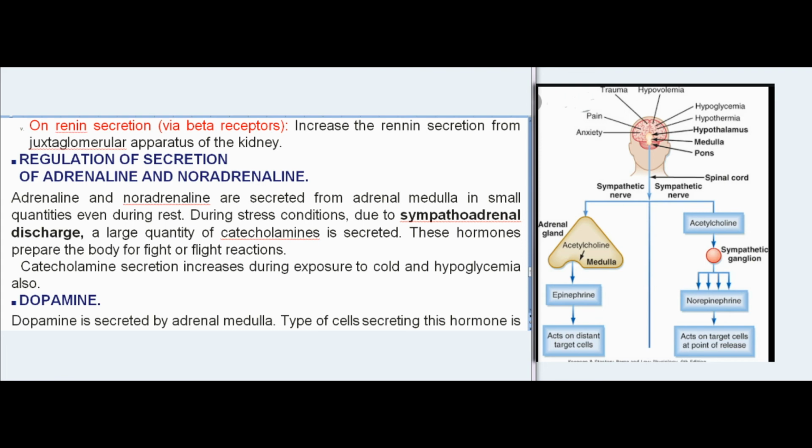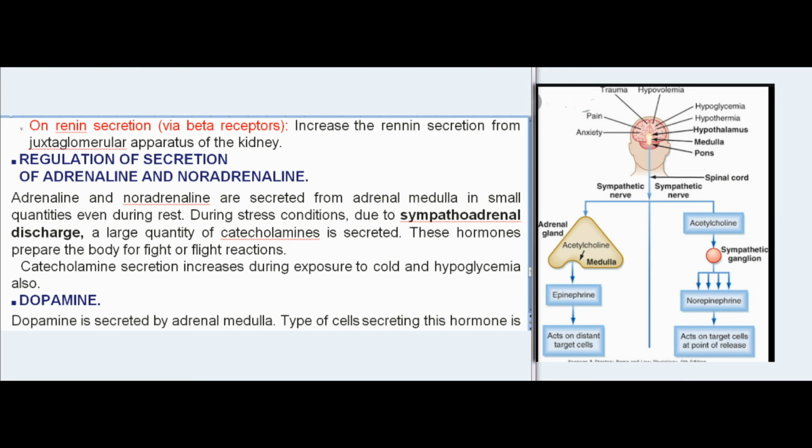Regulation of secretion of adrenaline and noradrenaline. Adrenaline and noradrenaline are secreted from adrenal medulla in small quantities even during rest. During stress conditions, due to sympathoadrenal discharge, a large quantity of catecholamines is secreted. These hormones prepare the body for fight or flight reactions. Catecholamine secretion increases during exposure to cold and hypoglycemia also.